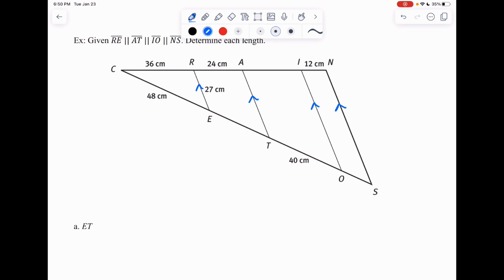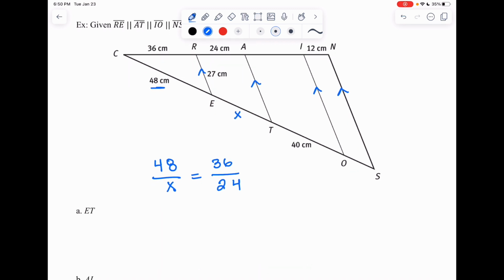To find ET, I'm going to label it x. I'm going to set up my top over bottom equals top over bottom. So on the side closest to you, we have 48 over x, and I can set that equal to 36 over 24. Top over bottom equals top over bottom. And if you were to cross multiply and solve, you would get that x is equal to 32 centimeters.